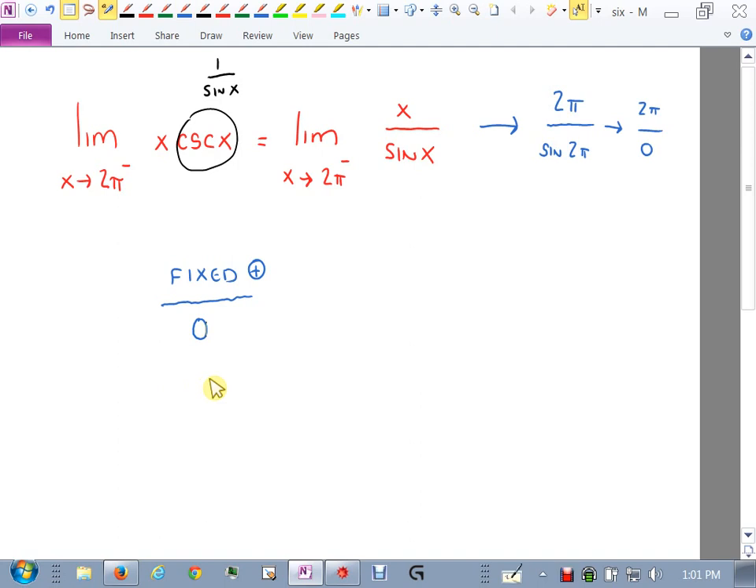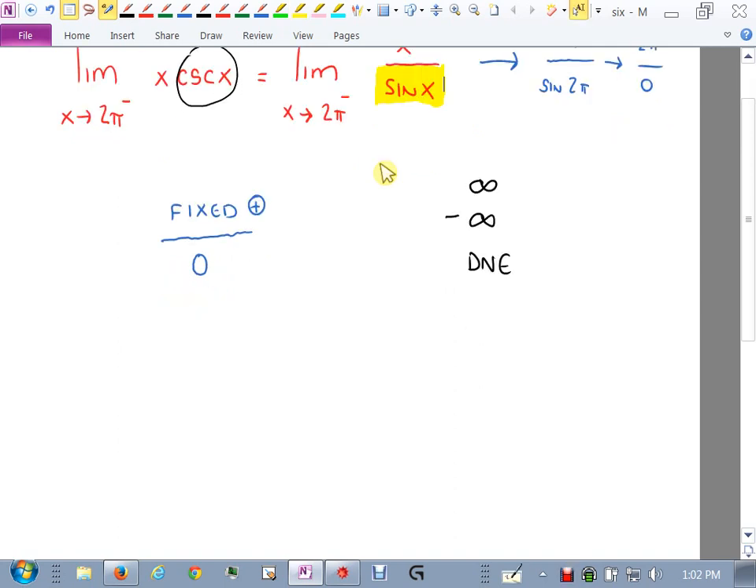And anytime we have a fixed number over 0, how many possible answers do we have? 3. What could it be? Infinity, negative infinity, or the limit does not exist. Those are the only 3 outcomes, all right? Those are the only 3 things that can happen. So I know the top's positive. I just need to figure out if the bottom is approaching 0 through positive or negative numbers. That's all I have to figure out. The way I'm going to figure it out is to look at the denominator. It's the sine function, right?